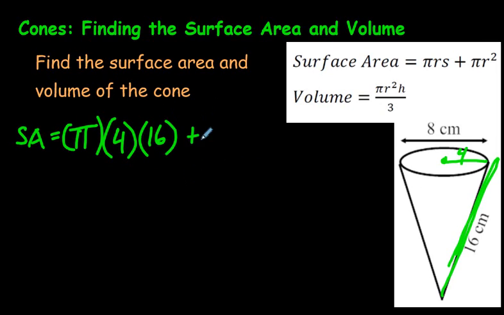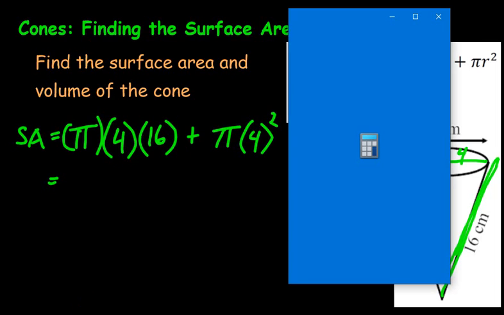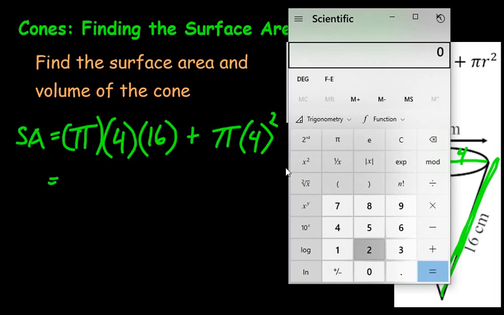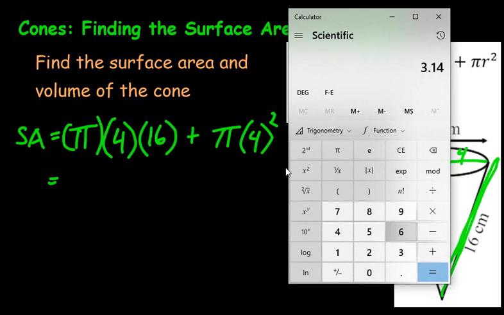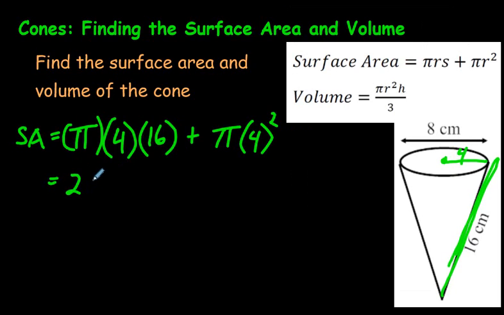Okay? Plus pi r squared. So pi times 4 squared. Okay? Forgive the messy writing. I'm going to use a calculator, the good old Windows calculator. And I'm going to go 3.14 times 4 times 16. And that gives us 200.96.